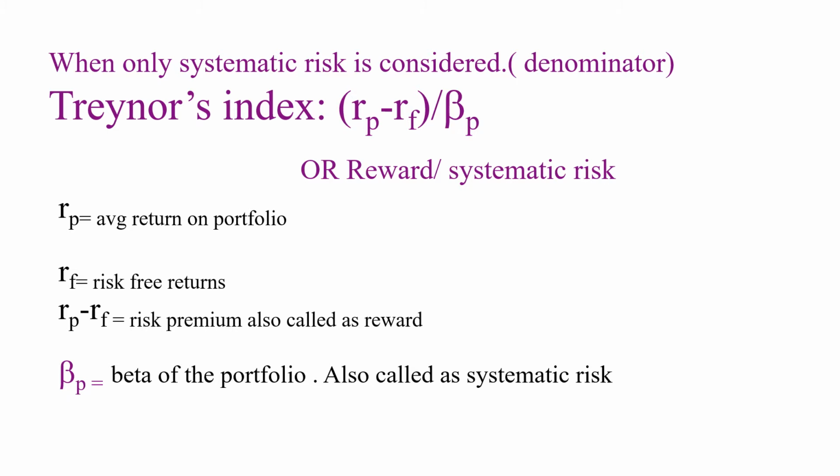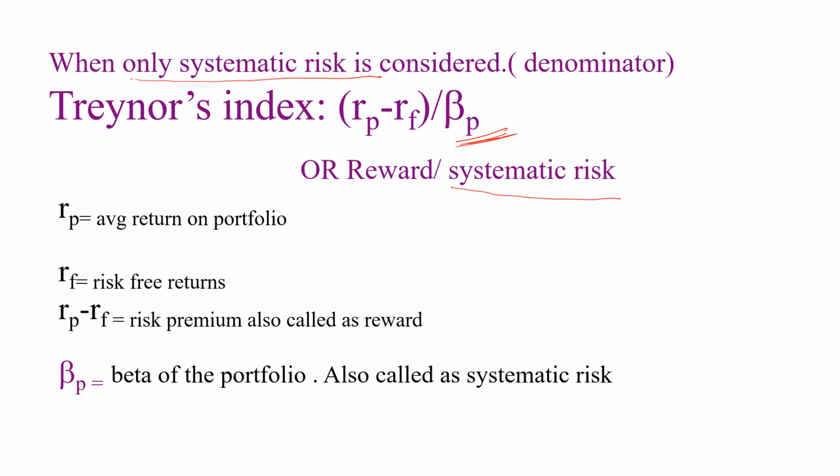Treynor's index, if you see, the numerator remains the same. It is only the denominator that is changing here. The denominator is, we are measuring only the beta value of the portfolio. What is beta? It is the systematic risk. So only systematic risk is considered when you are using the Treynor's index.